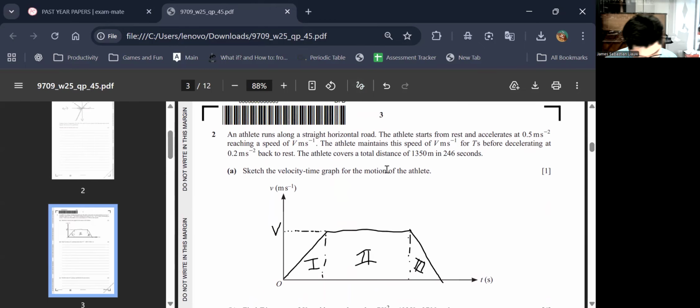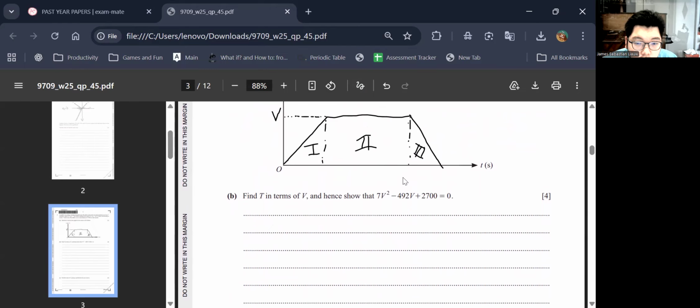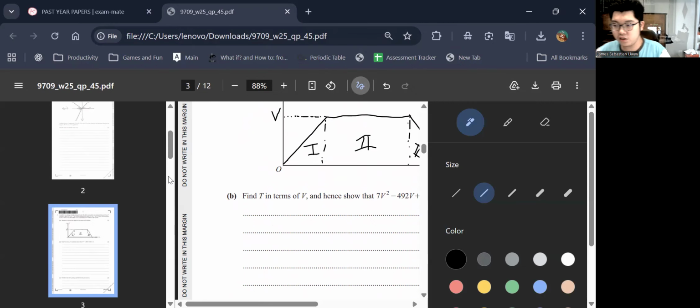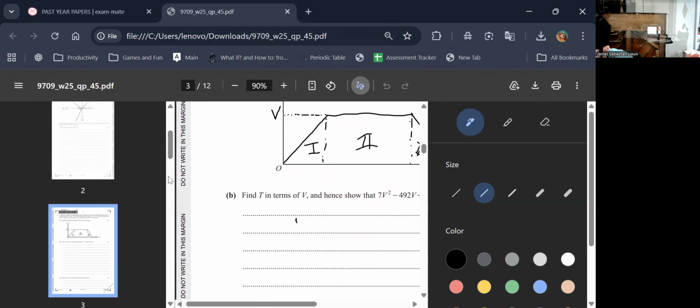Right. Find T in terms of V. Well, for this, if you notice, for part 1, using v equals u plus at on part 1, the initial speed is 0. The final speed is capital V.